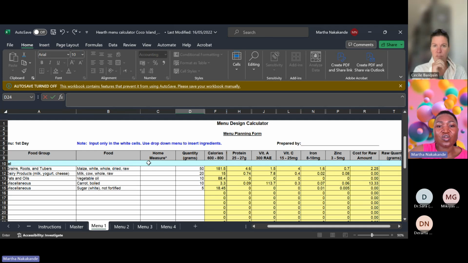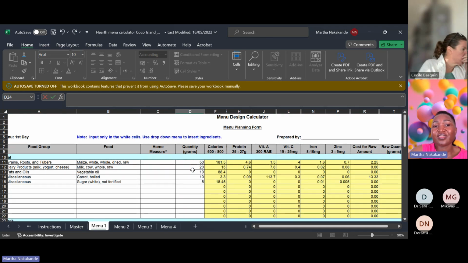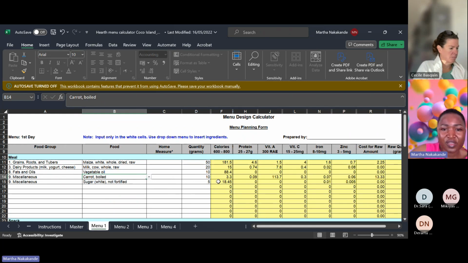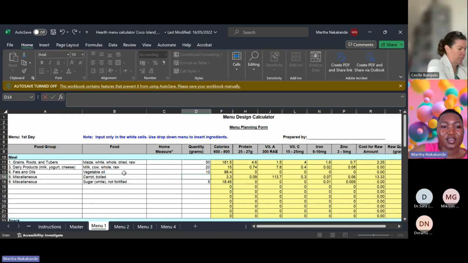So then what you do, you go back here and either modify the quantities. And again, this is not correct because there's carrot here, which is not supposed to be there. So let me delete this.